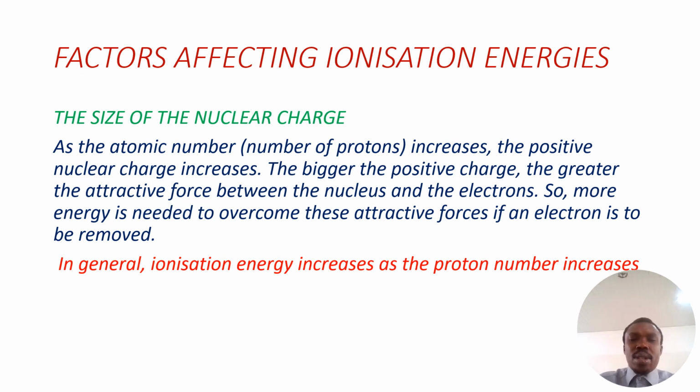So let's look at the factors affecting ionization energies. The first one we want to consider today is the size of the positive nuclear charge. The atomic number is the number of protons, and a proton is positively charged. So as the atomic number increases, the number of protons increases and the positive nuclear charge also increases. As the positive nuclear charge increases, the ionization energy is bound to increase, because the bigger the positive charge, the greater the attractive forces between the nucleus and the electrons. So more energy is needed to overcome these attractive forces if an electron is to be removed.